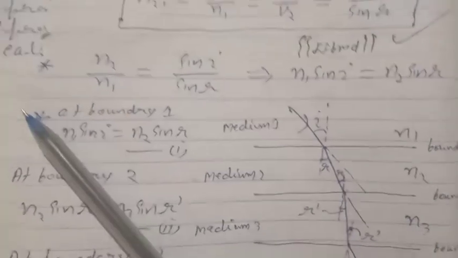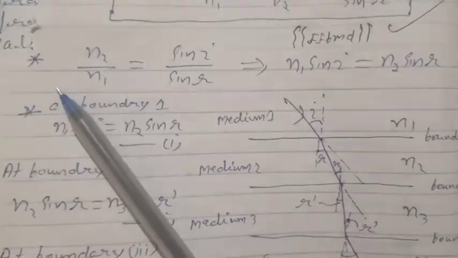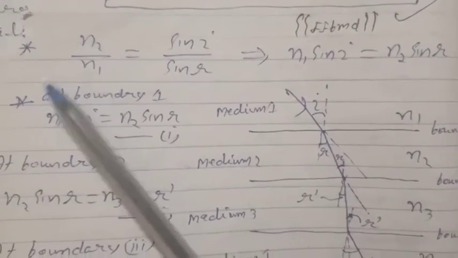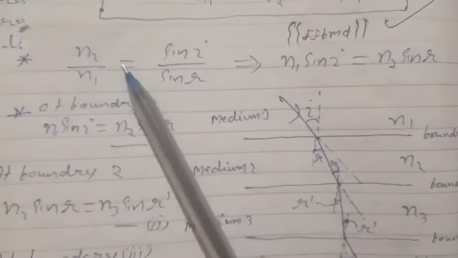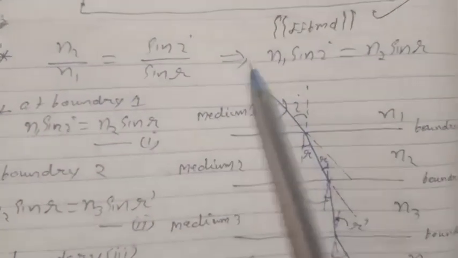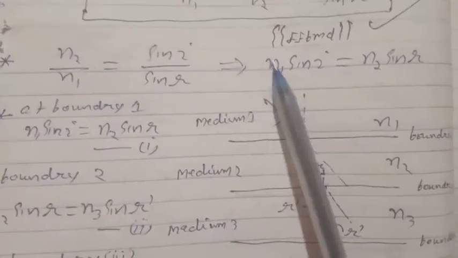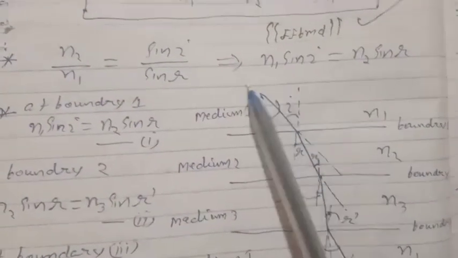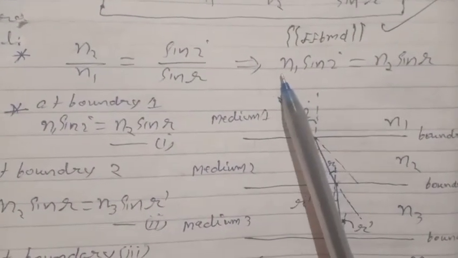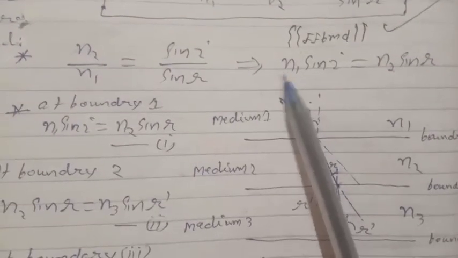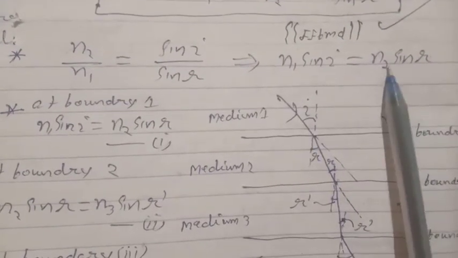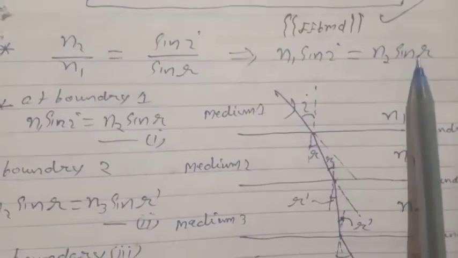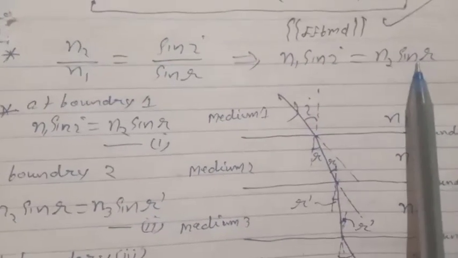In the previous class, we derived a relation between the absolute refractive indices of two media, that is n2 by n1 equals sine i by sine r, or this can be written as n1 sine i equals n2 sine r, where n1 is the absolute refractive index of the first medium and n2 is the absolute refractive index of the second medium. i is the angle of incidence and r is the angle of refraction.